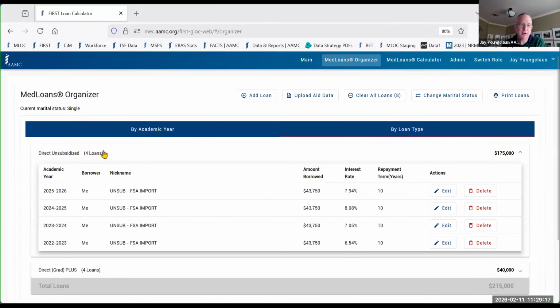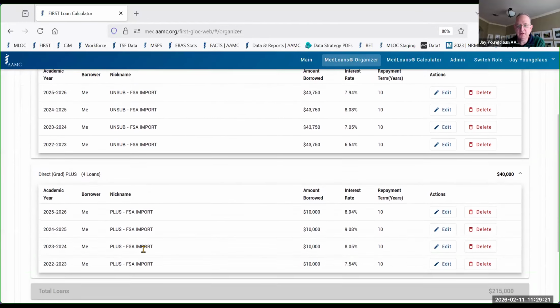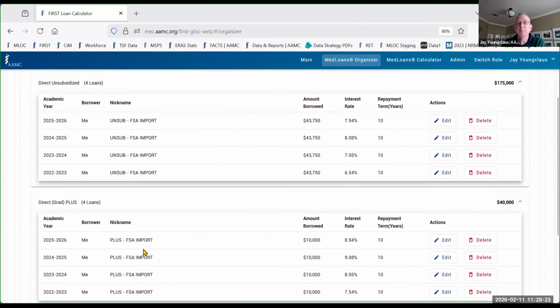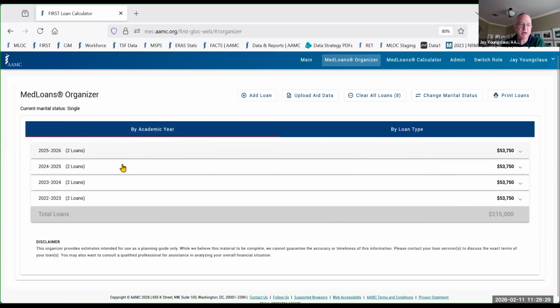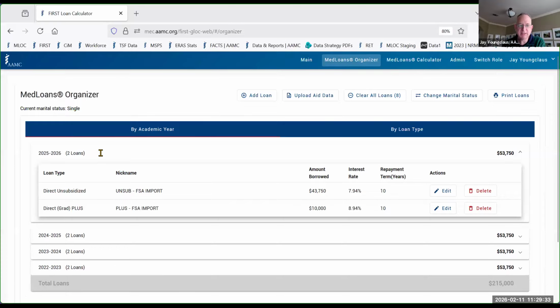It's going to show in this scenario 4 years of unsub loans and then 4 years of Grad PLUS loans. We'll come back to Grad PLUS. That's quite a hot button topic these days for a variety of reasons. But 2026 graduates will have mostly a mix of federal loans. The unsub is going to be a larger loan balance, and then the PLUS loan.